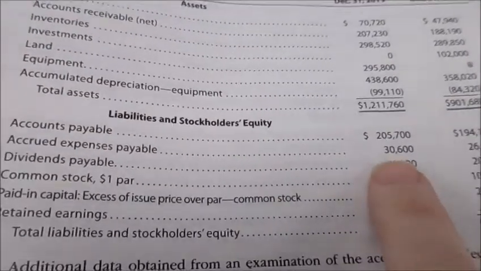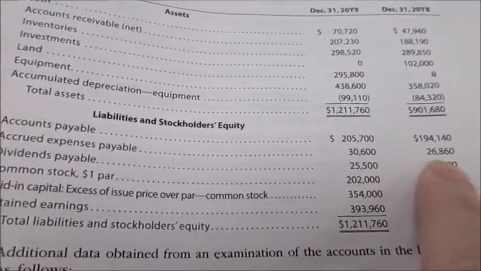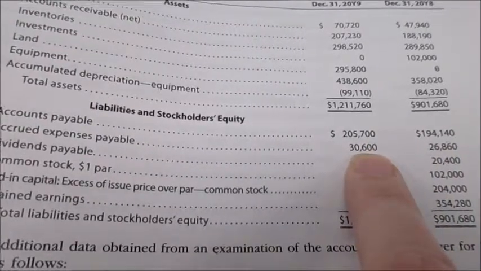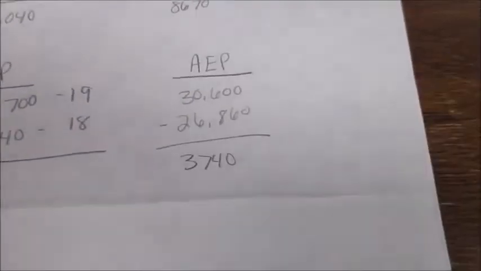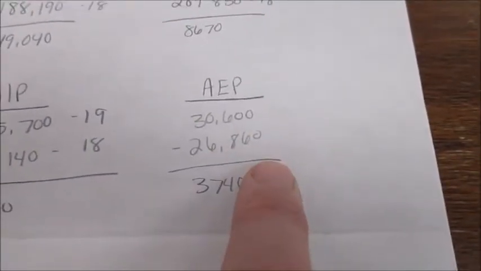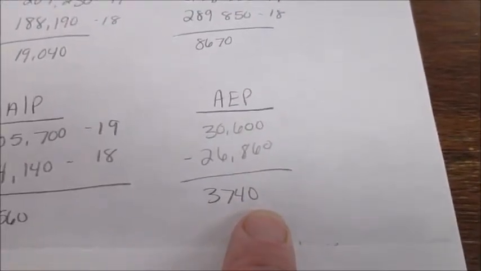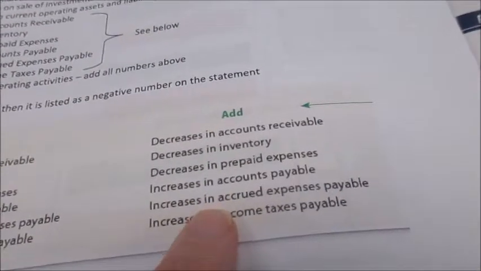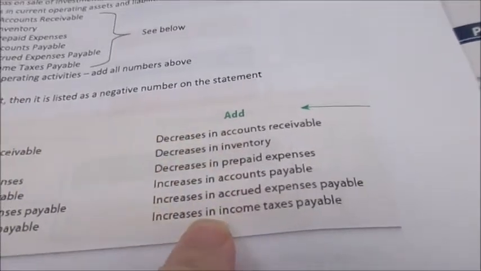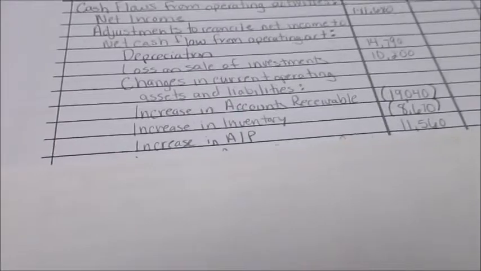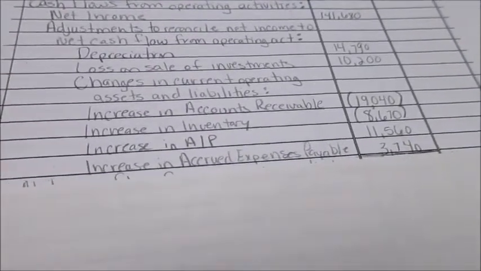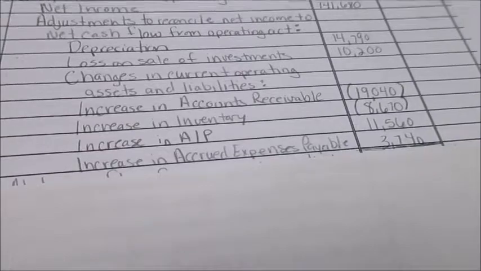The next one is accrued expenses payable. Right underneath accounts payable, we have accrued expenses. It started at $26,860 and went to $30,600. So on our scrap paper, $30,600 minus $26,860, we have a difference of $3,740. And this was an increase. Looking at our note sheet, an increase in accrued expenses gets added. On the statement of cash flows, increase in accrued expenses payable, and we added it for $3,740.